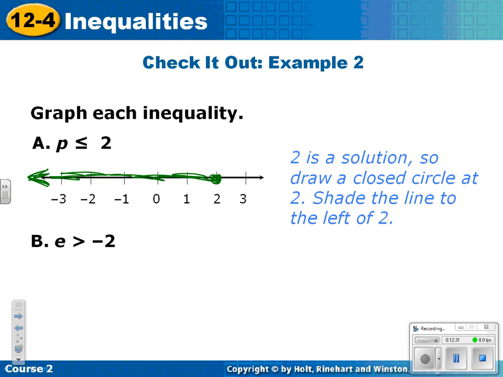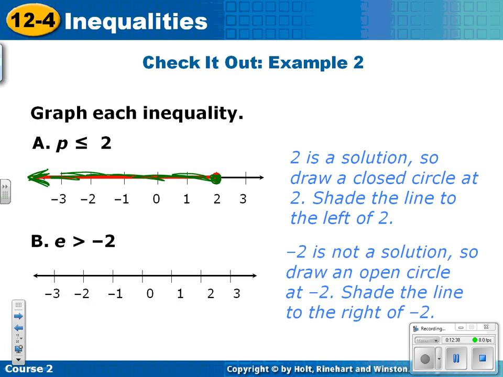For this one, you have E is greater than -2. So are we going to include -2? No. So we put a circle there at -2. And it's anything that's more. E is more than -2. So we highlight it this way.